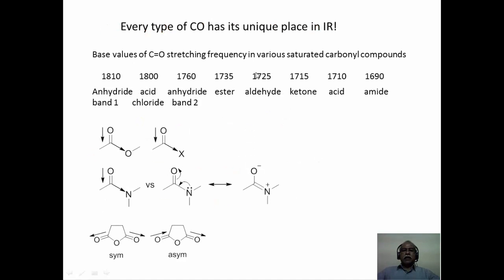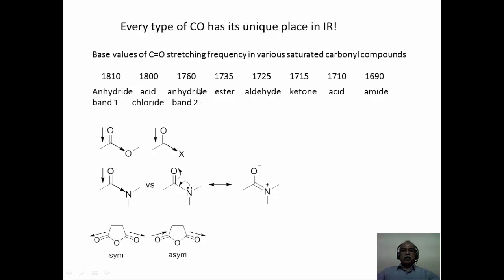This is further described here. The base value for the carbonyl stretching frequency in various types of saturated carbonyl functional group is given here. For example, anhydrides have two bands. One is because of the symmetrical stretching, the other one is because of the asymmetrical stretching. So, the asymmetrical stretching band comes at 1810 and the symmetrical stretching band comes around 1760. You should take this as a base value.